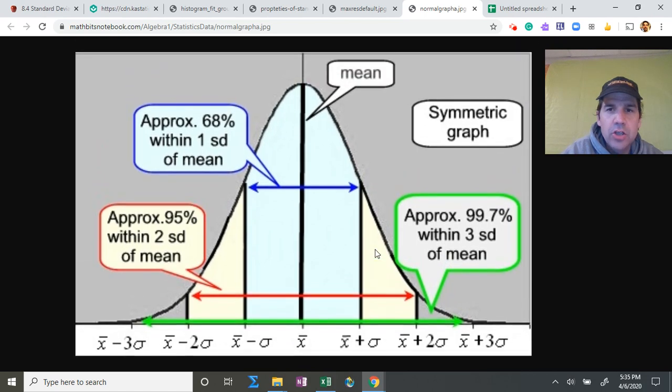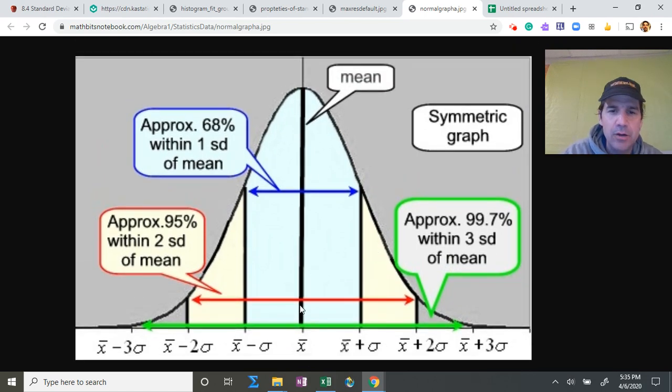You're given a lot of information about this. X bar, that is my mean. So my mean is this line. One standard deviation above the mean and one standard deviation below the mean basically tells me that the area underneath is all the data points.